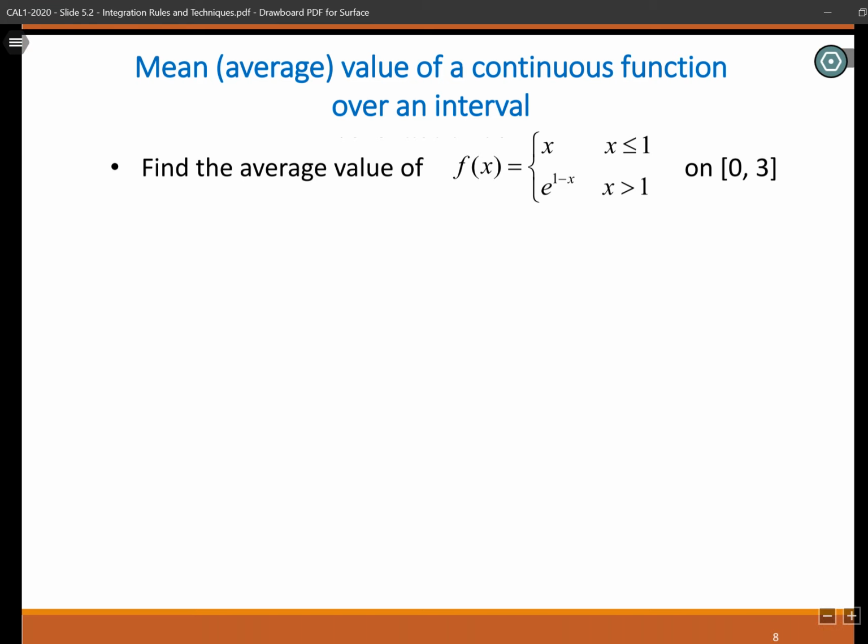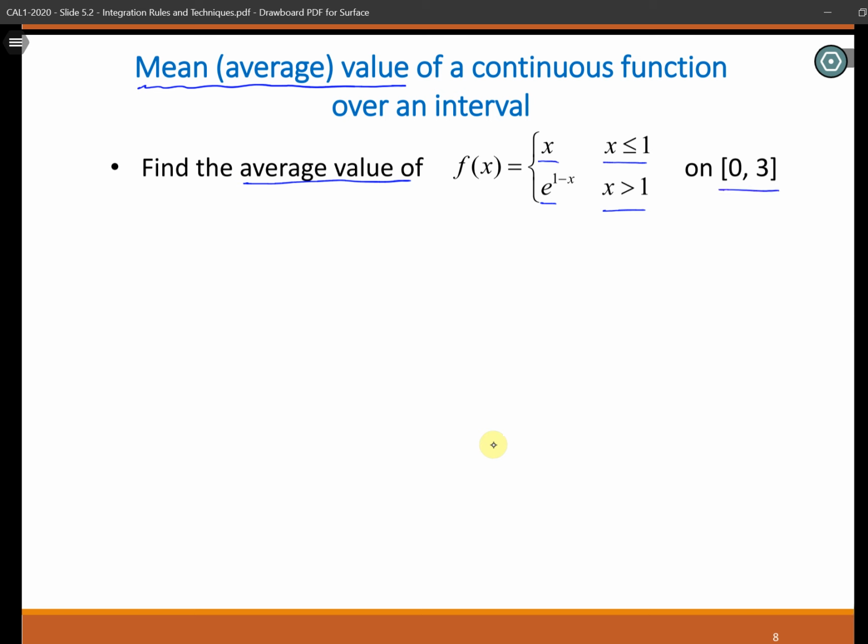So in this case, just like before, we want to find the mean value or the average value of a continuous function. And at this point, we know which formula to use. But it turns out that this function has two sections. It's equal to x when x is less than or equal to 1, and it's equal to e to the power of 1 minus x when x is greater than 1. They want to find the average value of this function on the range from 0 to 3.